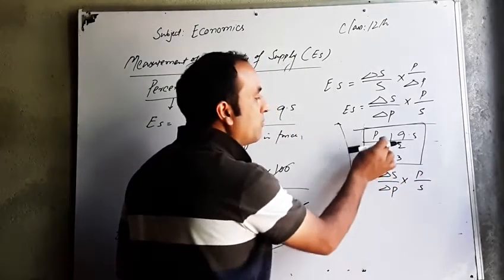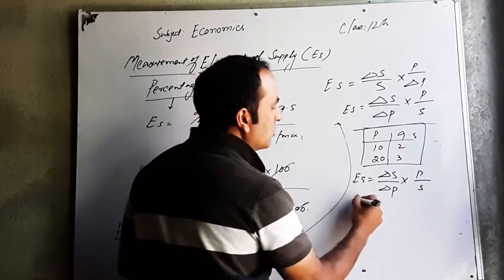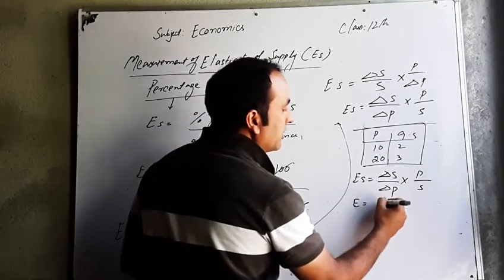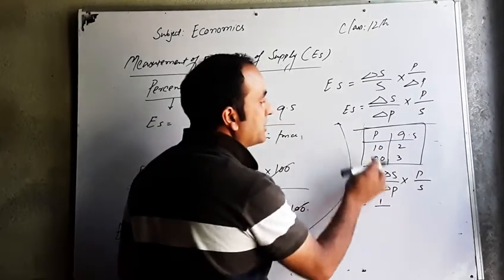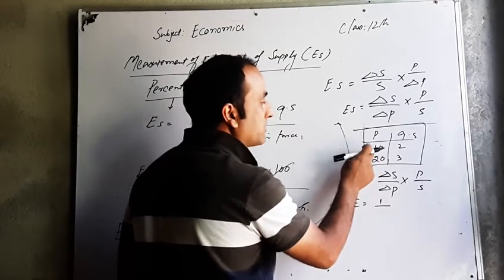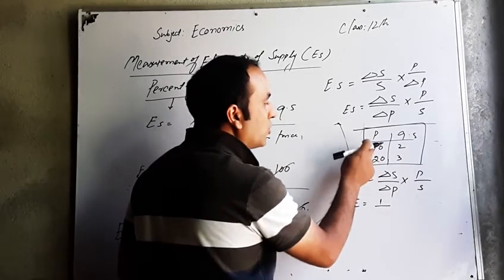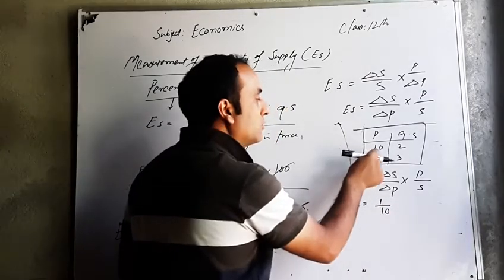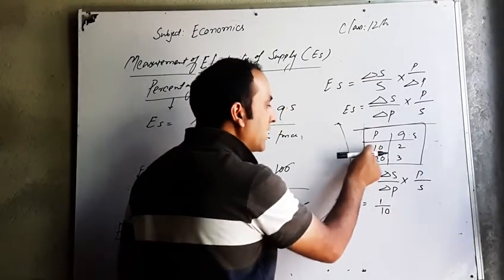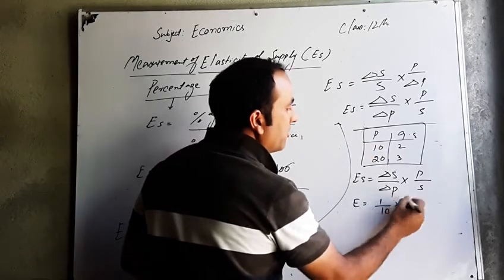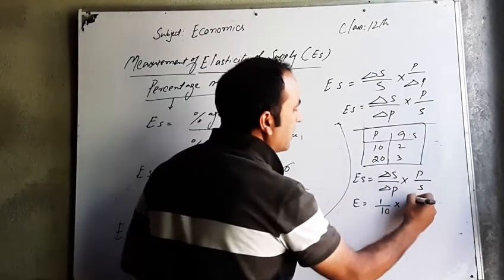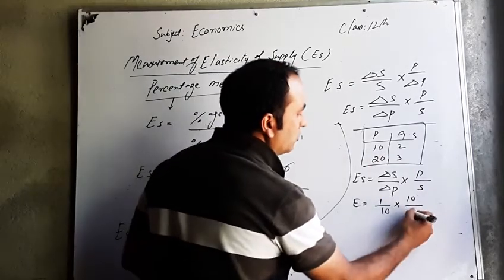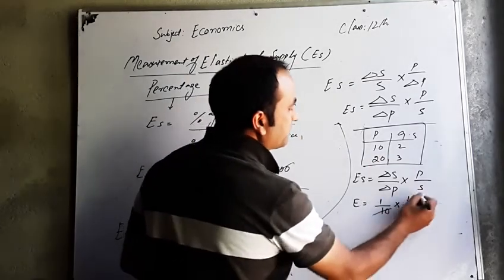Change in S is how much change takes place in supply. Supply was 2, and when it changes to 3, the change is 1, divided by change in P. Price was 10 and now it is 20, so the difference between 10 and 20 is 10. Multiply with P, the initial price, which was 10, and S is the initial quantity, which was 2. So we'll write this.